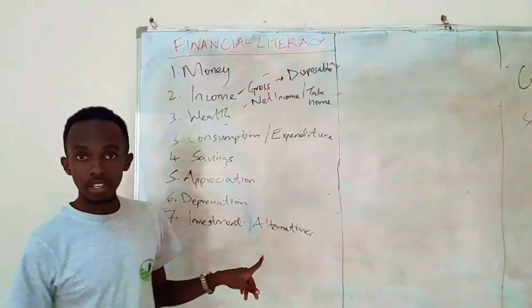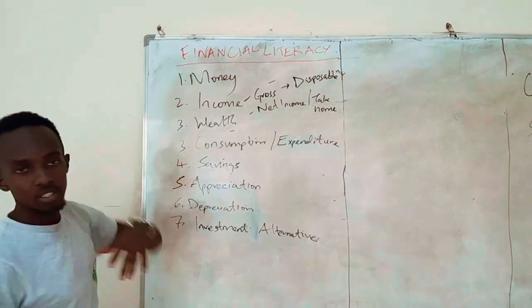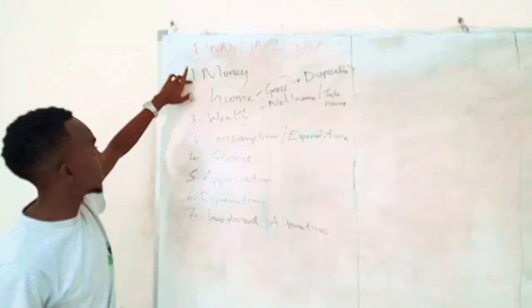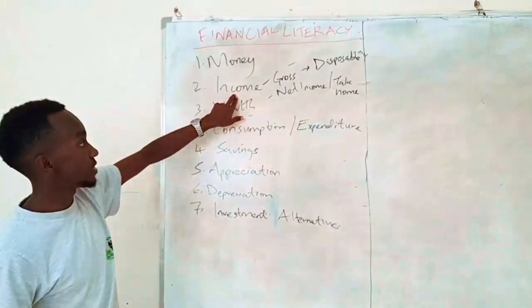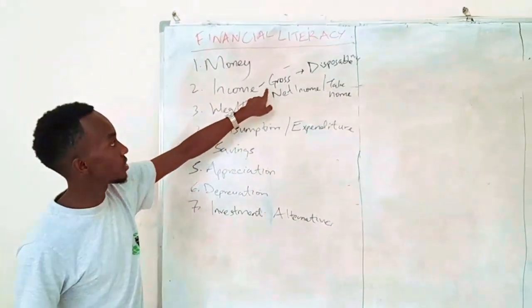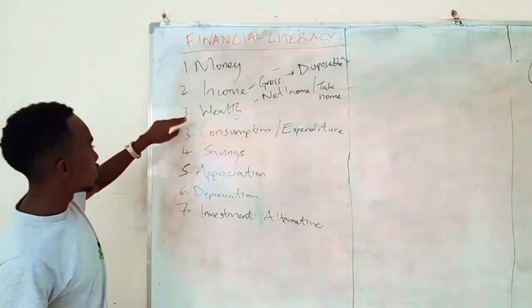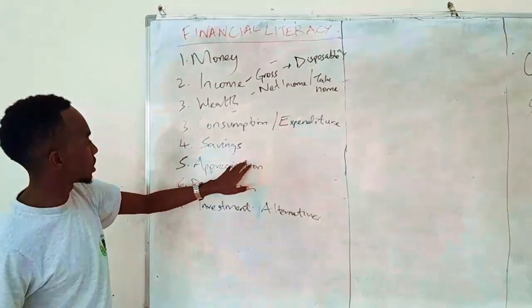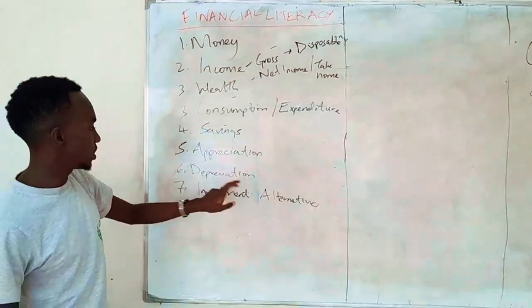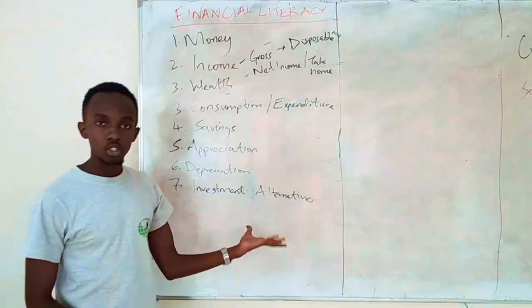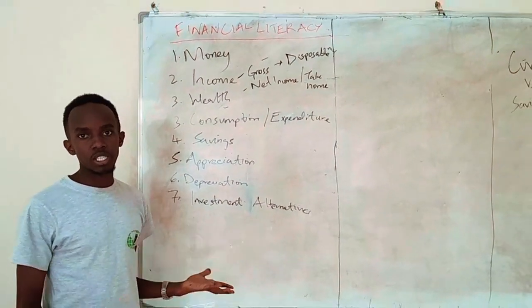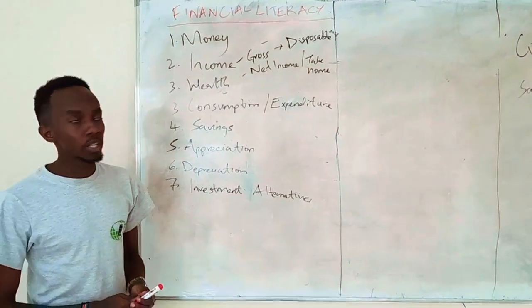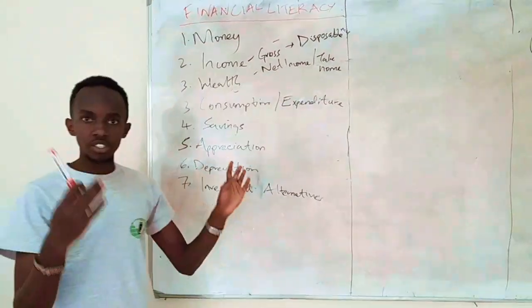And in this class, we're going to be looking at some financial literacy concepts. We're going to define some terms such as money, define income, and differentiate the various types of income. Look at the definition of wealth and net worth. Talk about consumption and expenditure, savings, appreciation, depreciation, and talk about some of the investment alternatives that are available to an individual when they're looking to build some wealth. So let's get right into it.